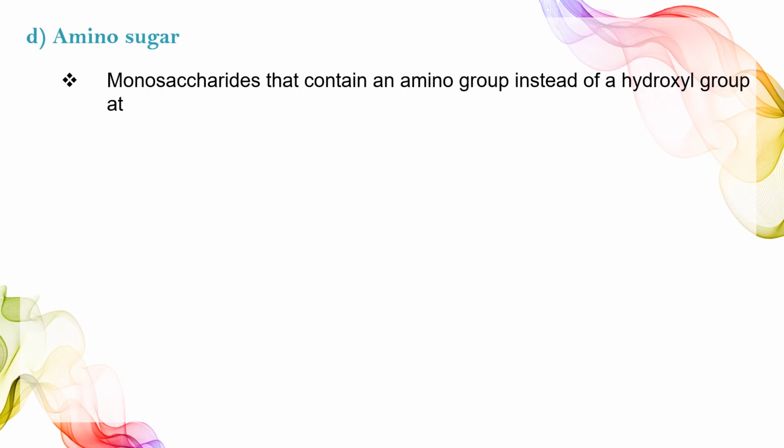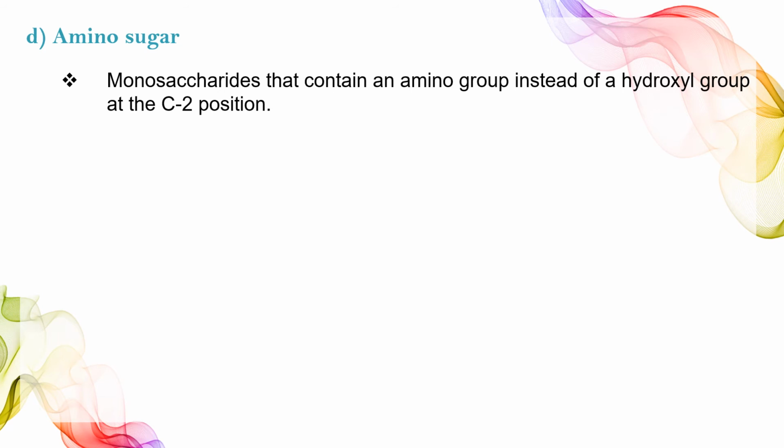The second last derivative of this topic is amino sugar. Amino sugar is obtained by replacing the hydroxyl group of a monosaccharide by an amino group. The amino group usually occurs as the N-acetyl derivative.